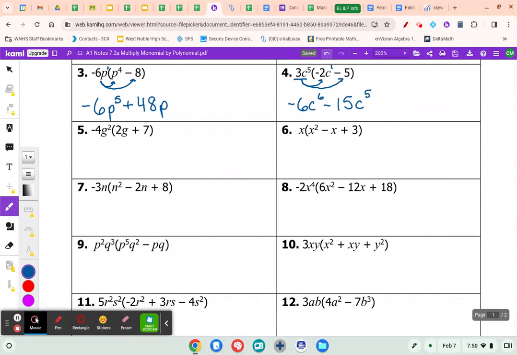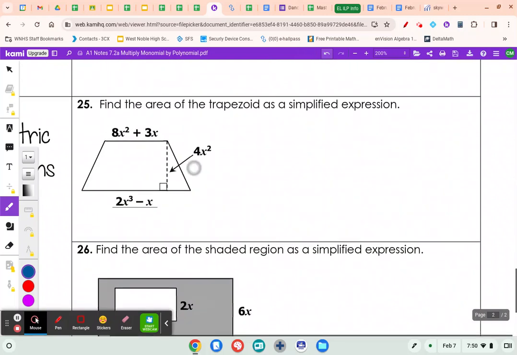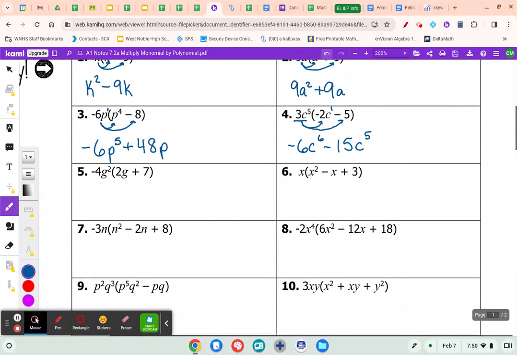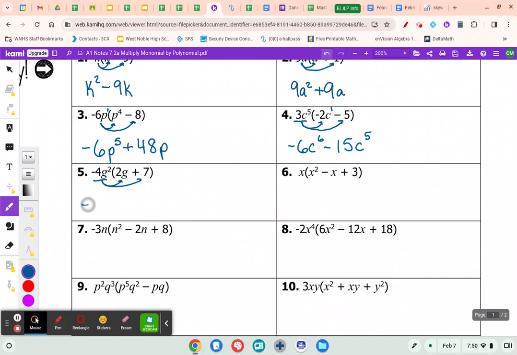Question 5, distribute. My bad. We end up with -8g cubed minus 28g squared. Try question 6. Does look a little different. You're just going to distribute 3 times instead of 2 here.